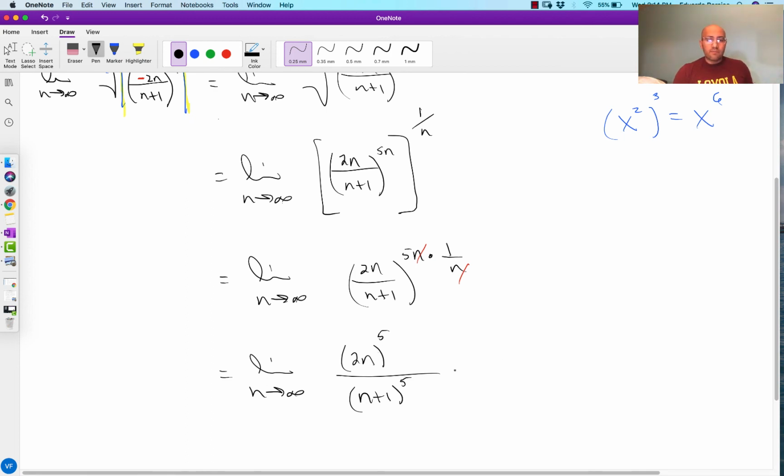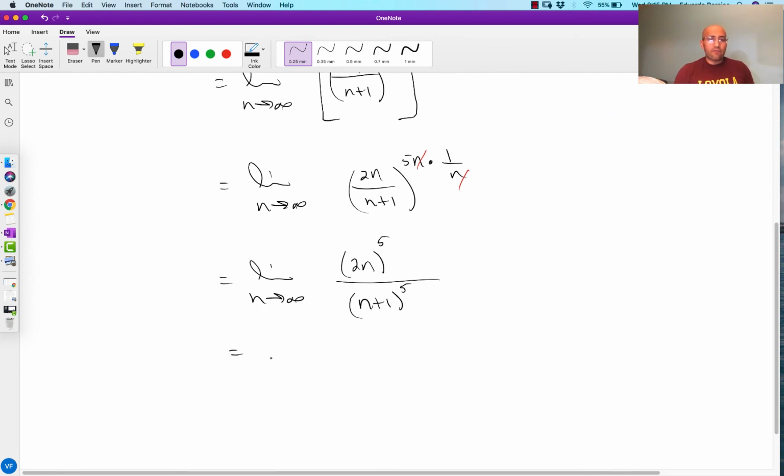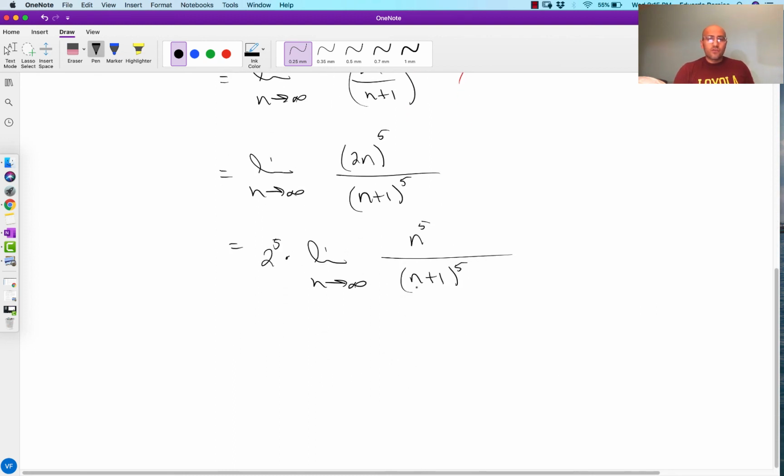Okay, so we can simplify this a little bit. Let's take out that 2 to the power of 5 and stick it out in front. So we have 2 to the power of 5, that's just some constant, times the limit as n goes to infinity of n to the fifth power divided by n plus 1 to the 5th power. So in fact, let's just bring them back together. I shouldn't have pulled them out in the first place, really. Kind of going around in circles a little bit. This is just n over n plus 1 to the power of 5.